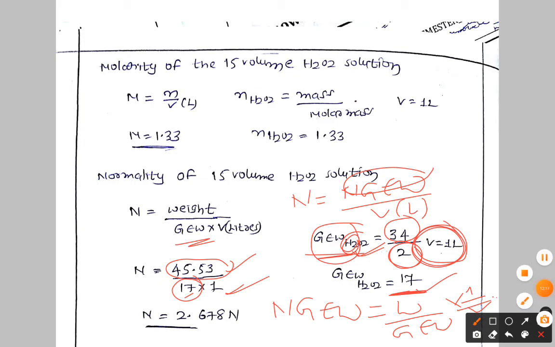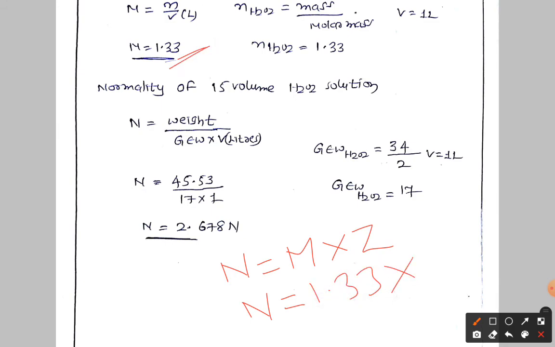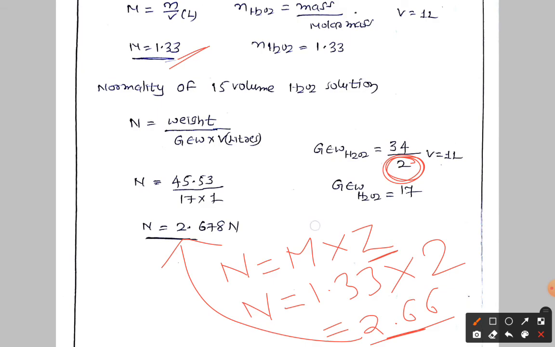If you go for the normality, how much are you going to get? Simply, if you go for the simplification, 2.678 normality. Here we have another relation: normality equals molarity into Z, the valency. Once you know the molarity, you can calculate. Here molarity is 1.33. Z is nothing but the valency; for hydrogen peroxide we take the basicity, which is 2. If you simplify, we get 2.6. You can calculate the normality directly if you know the molarity.